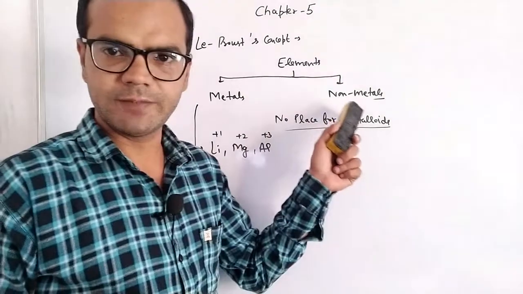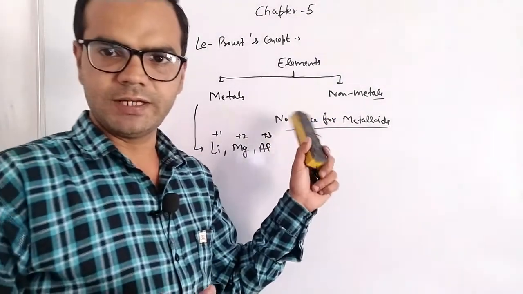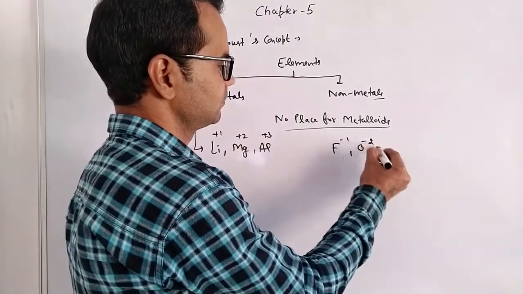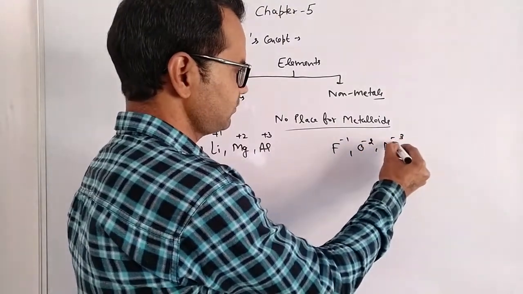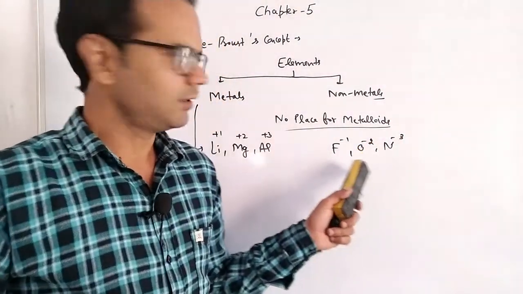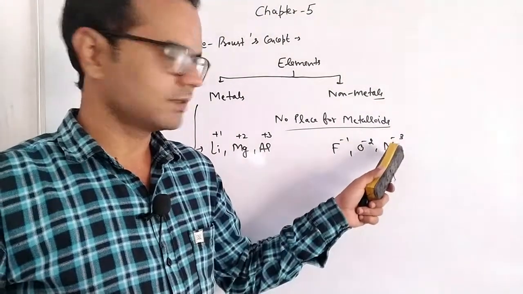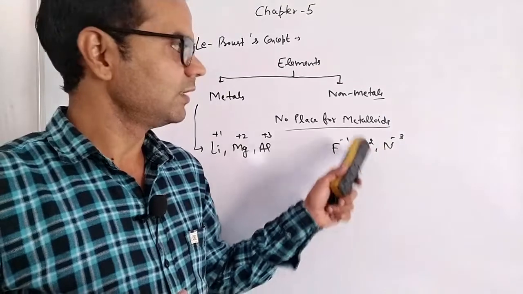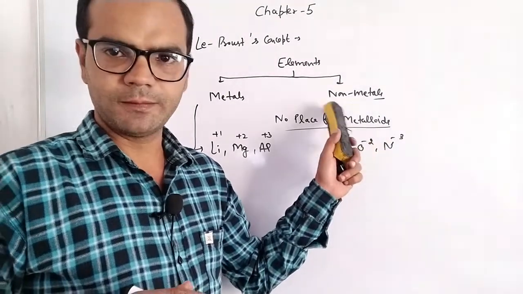Similarly, we have different types of non-metals having different valencies. For example, we have F-1, O-2, N-3. They have different valencies, different properties. So how can we study them under one category of non-metals?